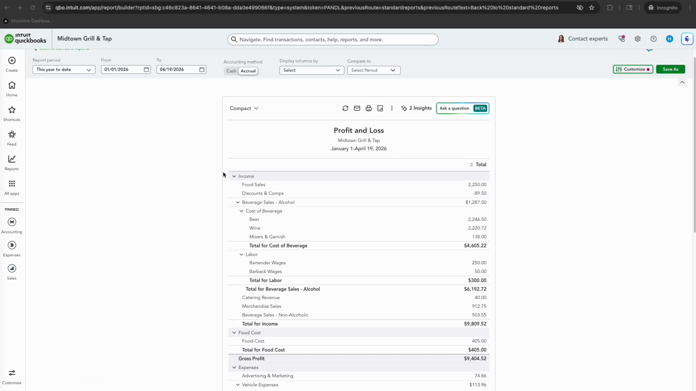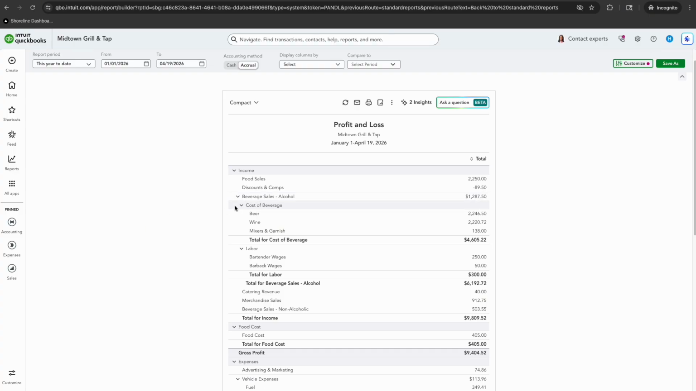This top section is going to be your income section, all the way from food sales down to beverage sales, non-alcoholic. So these accounts here are all income accounts, food sales, and then obviously we have discounts which go against the income, and everything from cost of beverage down to this total for beverage sales alcohol line is going to be your cost of goods sold account. These accounts below are going to be more income accounts, and the sum of all these totals added up gives you your gross profit here.